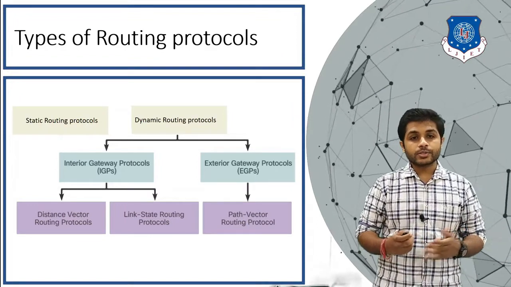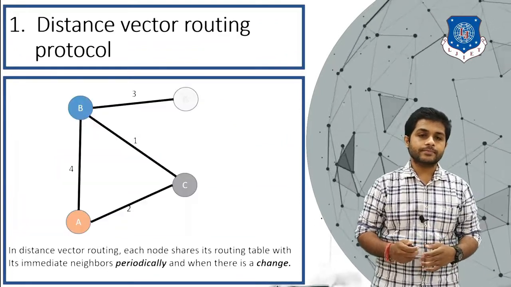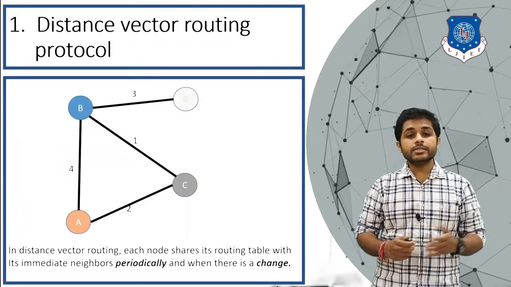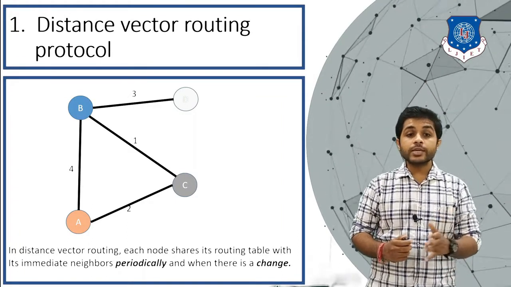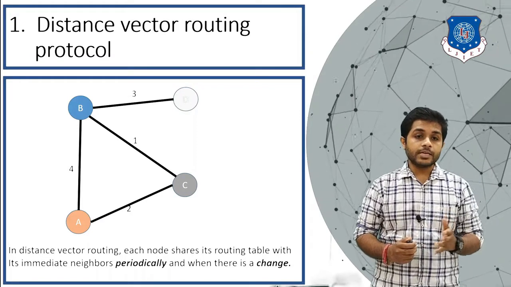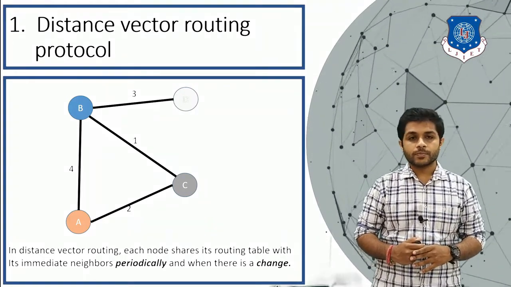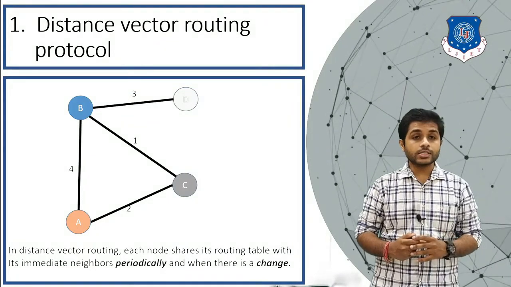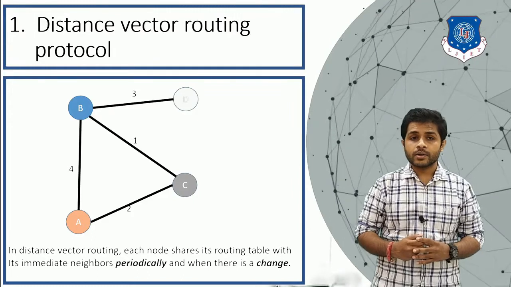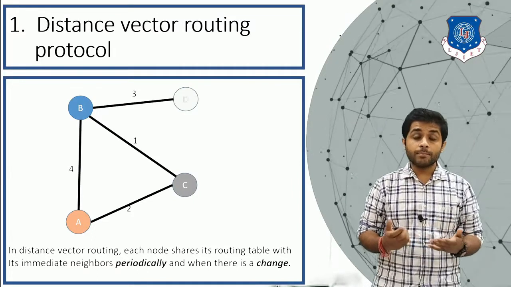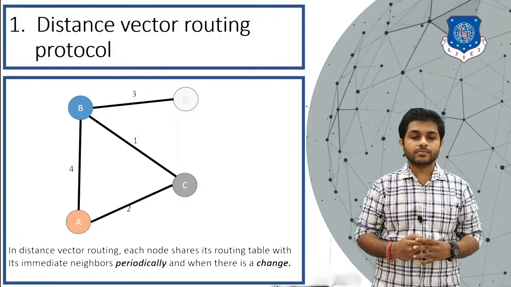Now we are going to see the distance vector routing protocol. So let's see. In the distance vector routing protocol, each node shares its routing table with its immediate neighbors periodically, or when there is a change. For example, all the routers can share their tables every 5 seconds. And if there is a change before 5 seconds, they can share their table.